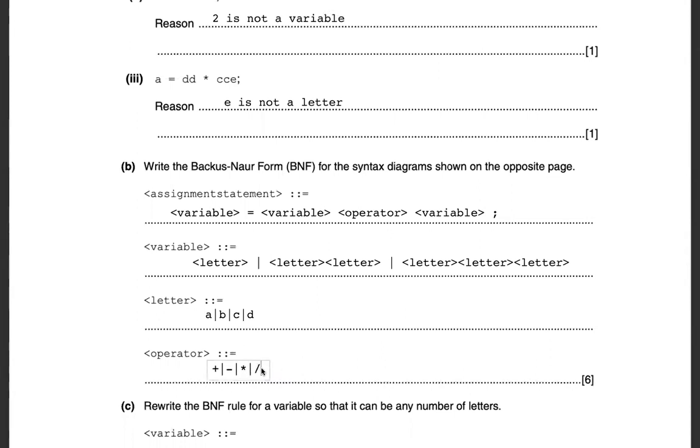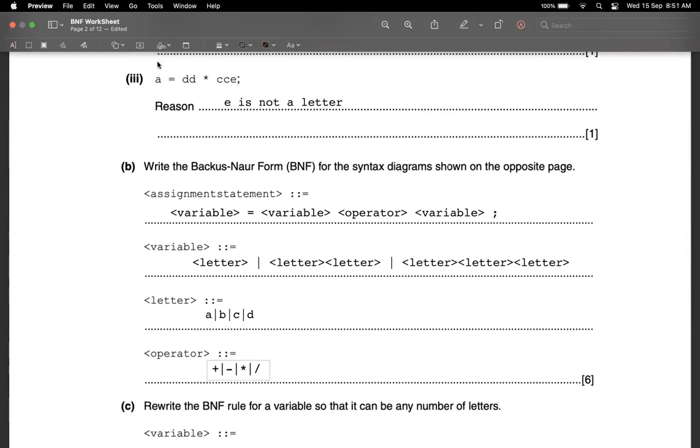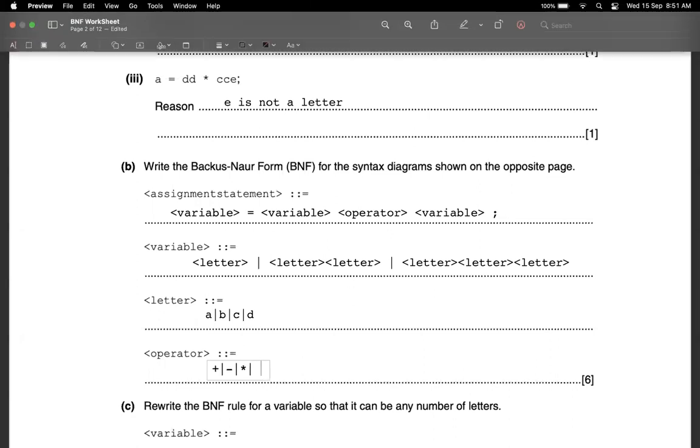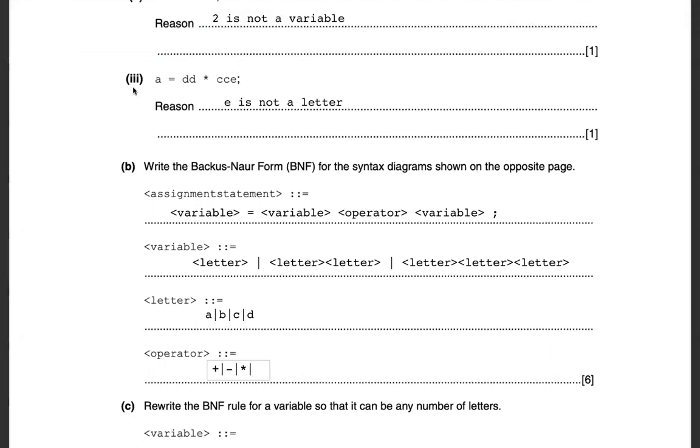So right here, for example, your answer should look something like this. I should have, in fact, the division sign here. Instead of this, I should have the division sign like this. So plus, minus, multiply, and divide. The exact symbol that was used over there. Like so. So that is the Backus-Naur form for operator.